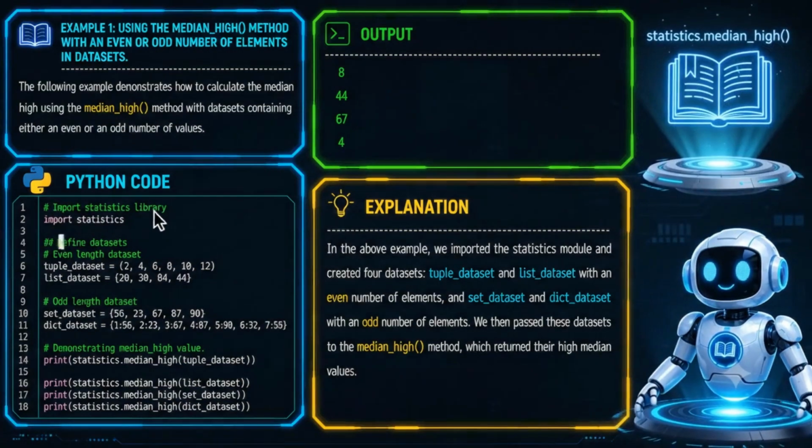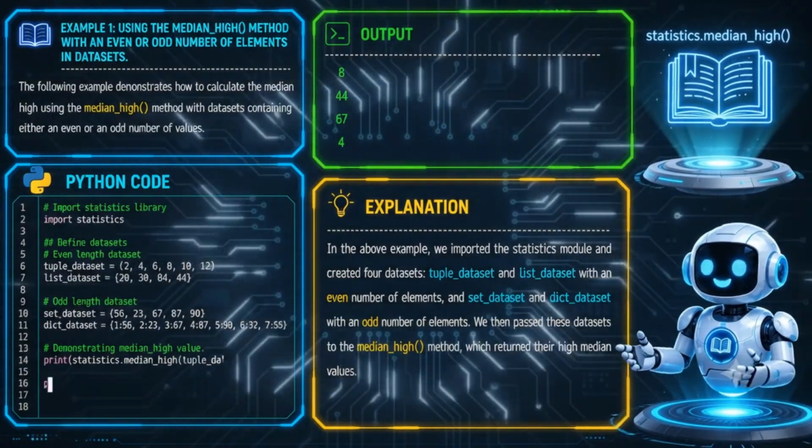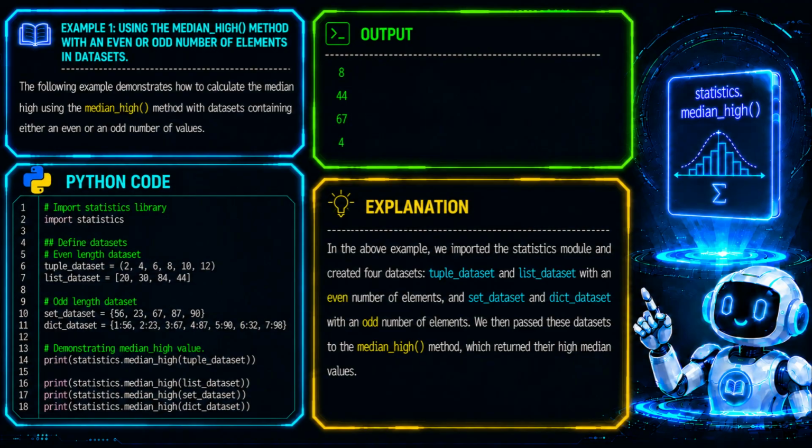Today we analyze even and odd datasets. We define tuple dataset and list dataset first, followed by set and dictionary datasets. Executing the code now. Here are the median high results. Explanation. In the above example, we imported the statistics module and created 4 datasets, tuple_dataset and list_dataset with an even number of elements, and set_dataset and dict_dataset with an odd number of elements. We then passed these datasets to the median_high method, which returned their high median values.